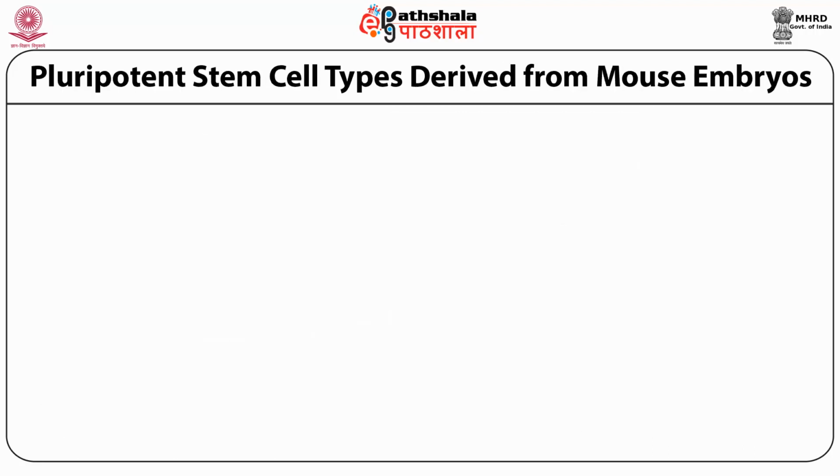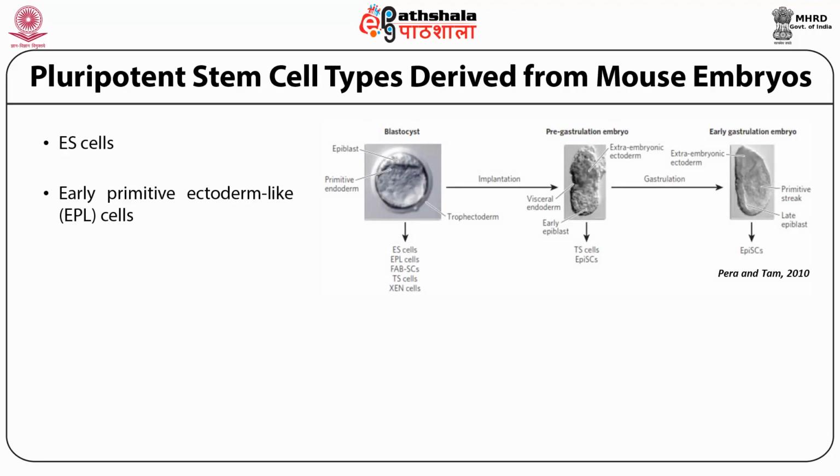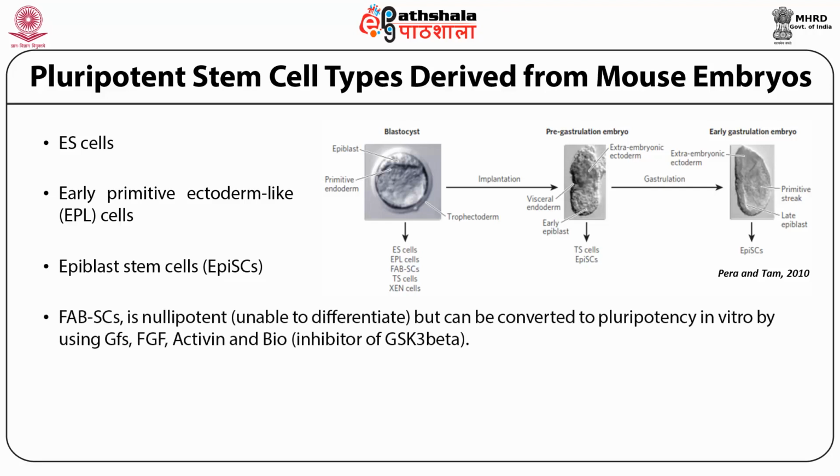Now, from the embryo, besides the embryonic stem cells, other pluripotent stem cells that have been developed are early primitive ectoderm-like cells and epiblast stem cells. FAB cells are nullipotent in vivo, but they can be converted to pluripotency in vitro by the treatment of FGF, activin and BIO. So they are called FAB stem cells.